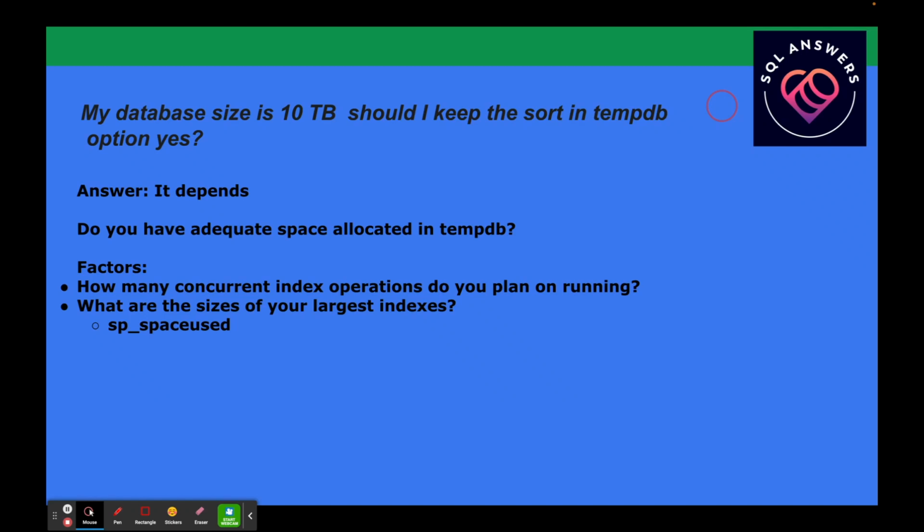And then you need to consider the size of your largest indexes that you might be doing index maintenance on concurrently. You could just use the sp_spaceused command to take a look at table data and index size, and then you can dig into the actual details for individual index sizes. So those are the things you need to consider when using sort in TempDB. And most of the time, I try to allocate my TempDB in such a way that I can enable that option, because it will run more efficiently.